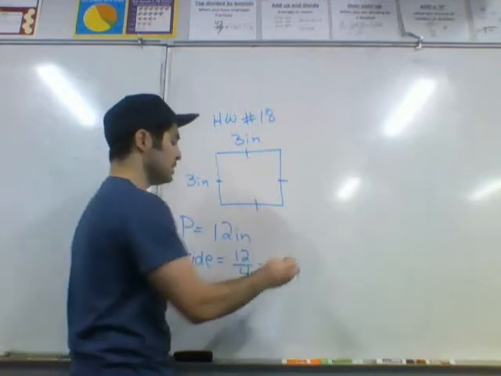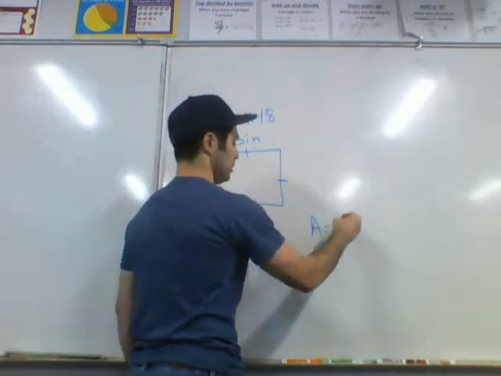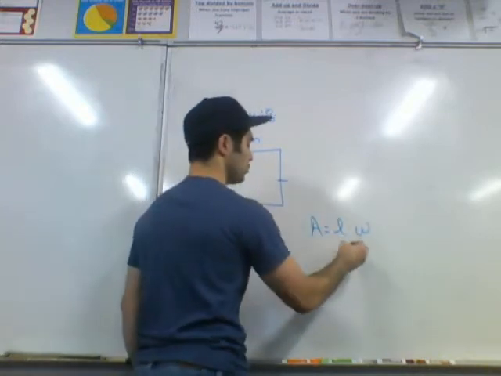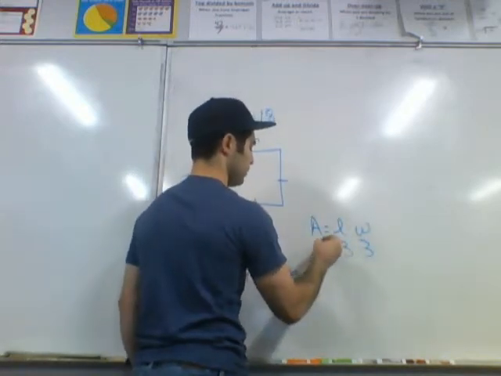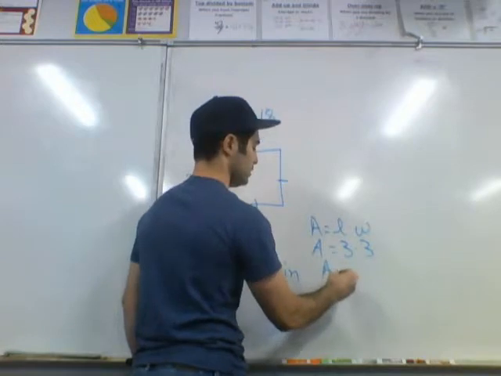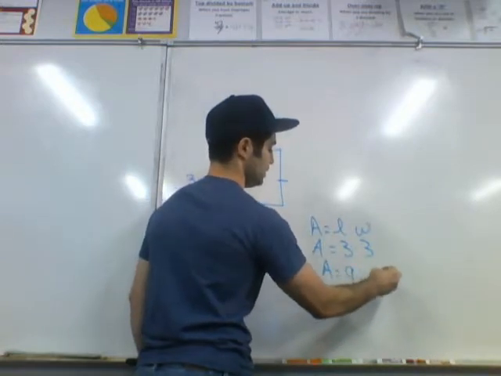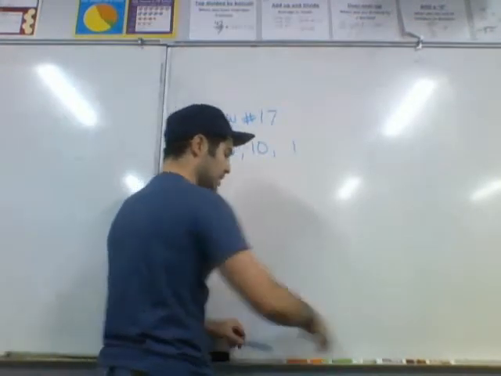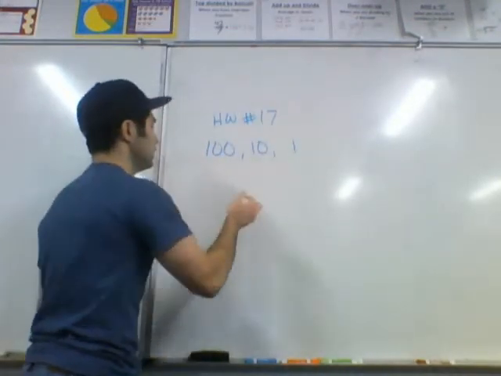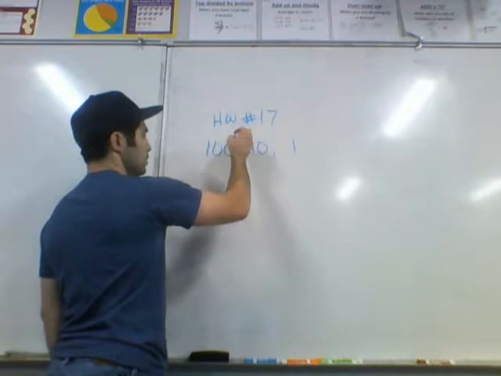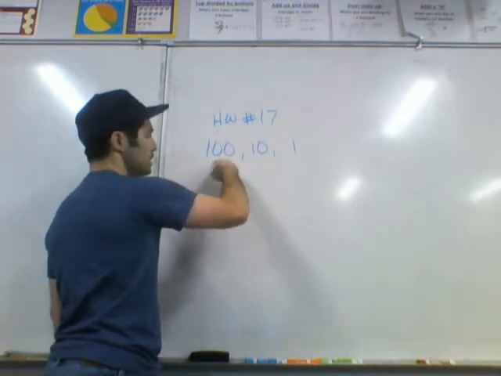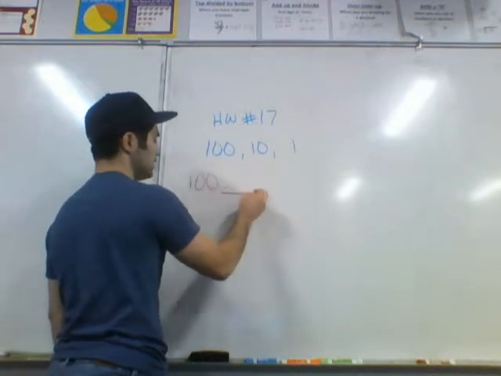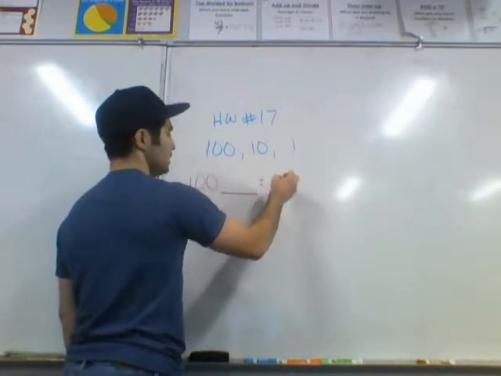Then it asks you for the area of this. And you know the area is equal to length times width. So we're going to take 3 times 3. So your area is going to be 9 inches squared. That's your answer. So what's happening in between each term? Okay, so you have to ask yourself, what has happened in between 100 and 10? 100, something has happened in order to get 10.